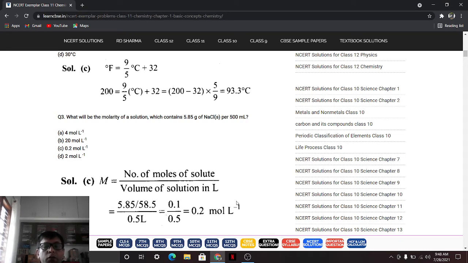Divided by volume of the solution in liters. 500 ml means it is equal to half a liter, that is equal to 0.5 liter. That is equal to 0.1 divided by 0.5, that is equal to 0.2 mole per liter.